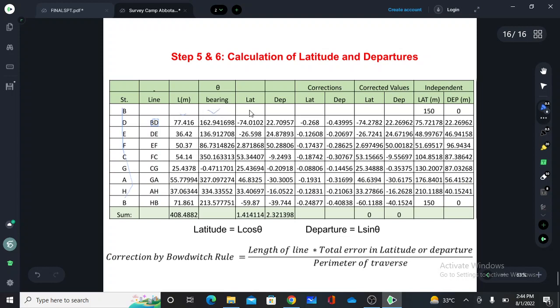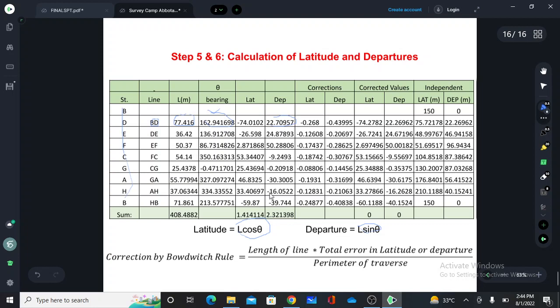And then we find the latitude. How do we find the latitude? By this formula, L cos theta. L is the length of the line and theta is the bearing of this line. So L cos theta will give you the latitude, and departure is indicated by L sin theta, the length of the line times the sine of theta. So find the latitudes and departures.